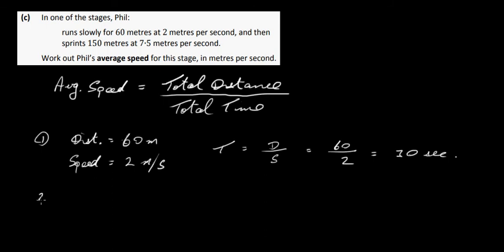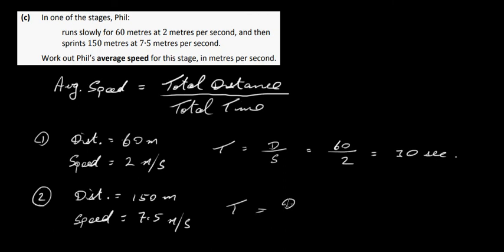Now let's see part 2 then. She does a sprint then. The sprint, she does a distance of 150 meters, and she does this at a speed of 7.5 meters per second. Again, we can do the time here. The time is going to be distance over speed. So her distance was 150, her speed is 7.5, and when you do that you get 20 seconds. So we can just add these two here.